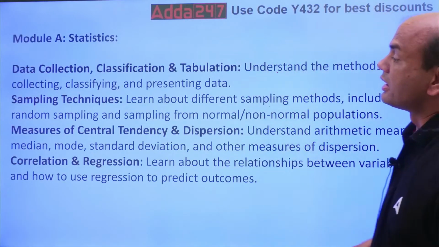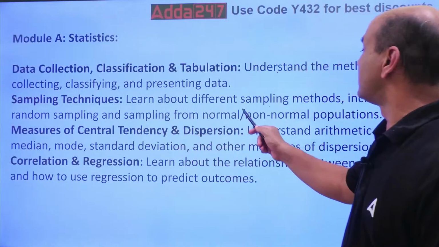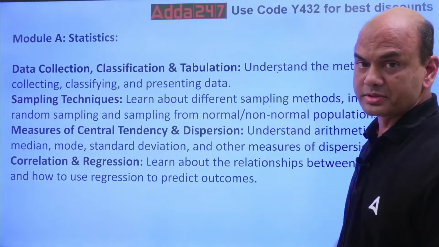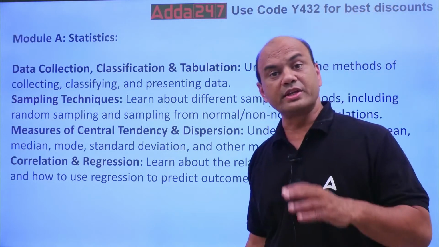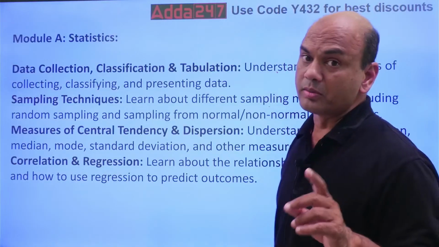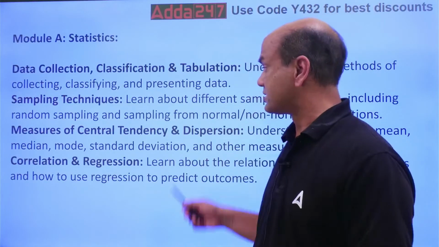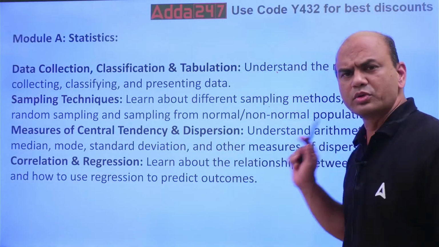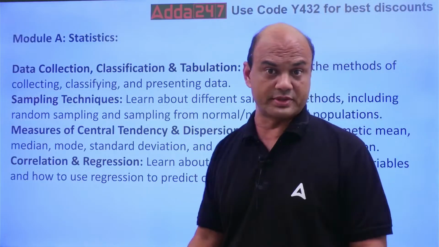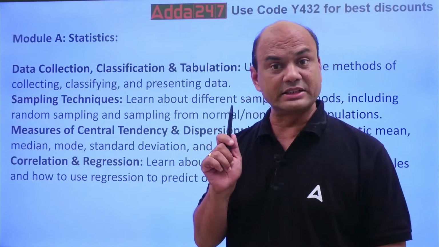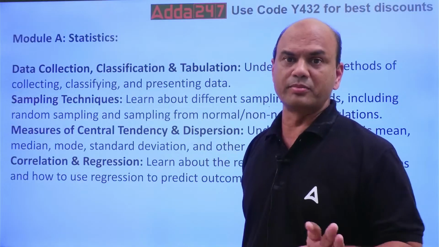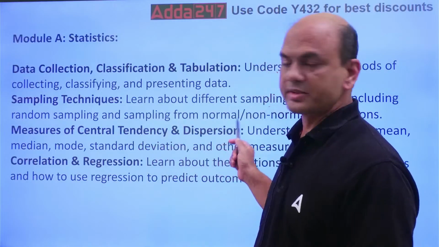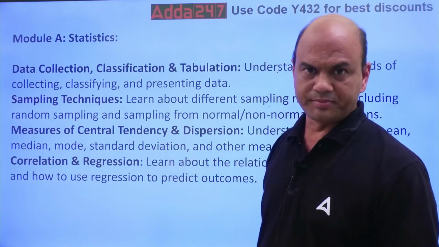Then random sampling and sampling from non-normal distribution. These topics you have to study: normal distribution and non-normal distribution. Okay, you have to study the various numericals. You have to study the numericals on finite and infinite populations. Okay. Then you have measures of central tendency and dispersion. This is the most toughest topic in your entire CIB ABM. I won't say BFM because BFM is more tougher than this. So, central tendency and dispersion, toughest topic in your ABM.